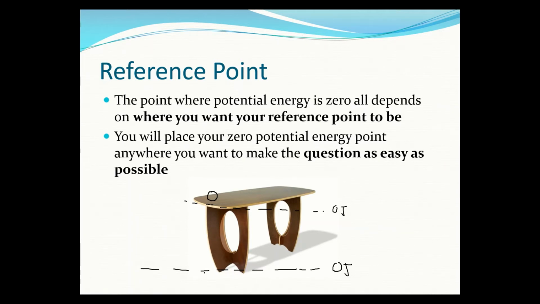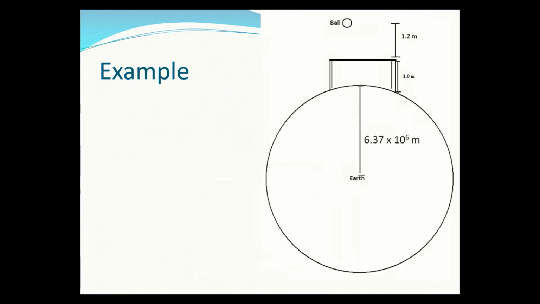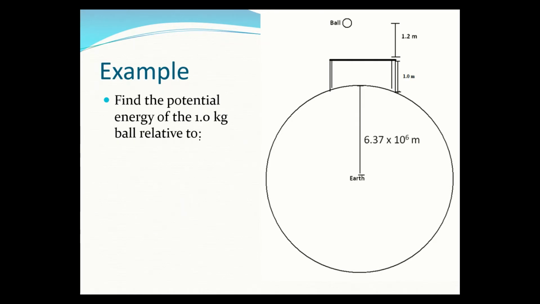But when we start doing conservation of energy questions, we can move it around and place it where we want. And it's pretty self-explanatory in the question. So here's an example. Find the potential energy of a 1 kilogram ball relative to the top of the table. Well, the ball is 1.2 meters above the top of the table. So this is our 0 energy point. So we can use EP equals mgh.